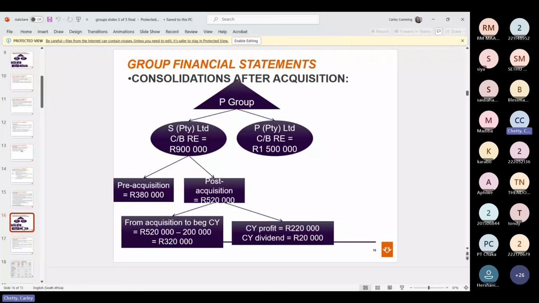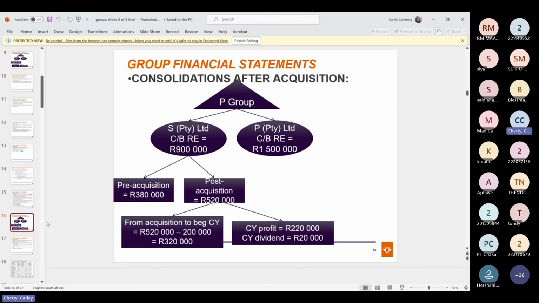Okay, so they've given us a lot of information here, but let's just have a look at a diagram to help us break it down. So in the scenario, we have P and we have S. First of all, P obtained 80% of the equity of S. So we know that S is a subsidiary and is controlled by P.